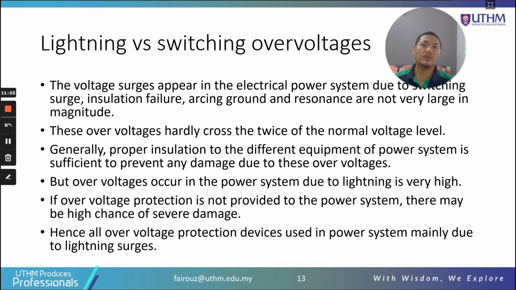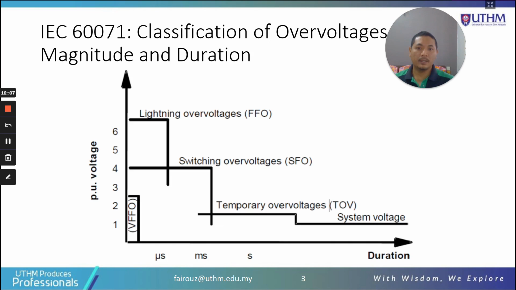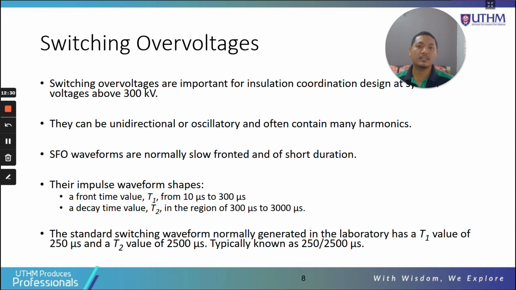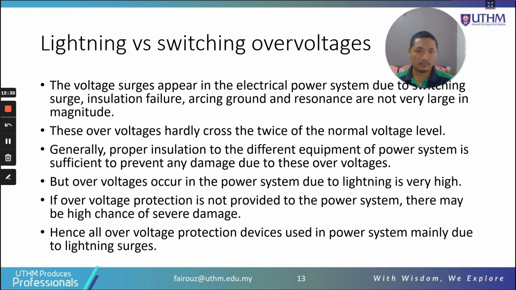Even though switching overvoltages appear in the system, as you can see here, these overvoltages hardly cross twice the normal voltage level. I believe in the previous video I showed an example where the maximum can go up to 4, but it can vary from 1.5 to 4 per unit or even higher. However, the surges hardly go above 2 per unit. So proper insulation of the different equipment of our system is sufficient to prevent any damage due to this overvoltage. But we need extra overvoltage protection devices mainly to protect against lightning surges. So lightning surges are more critical in the system.